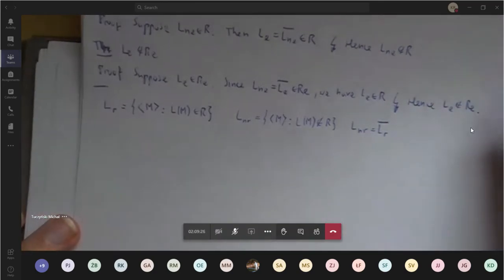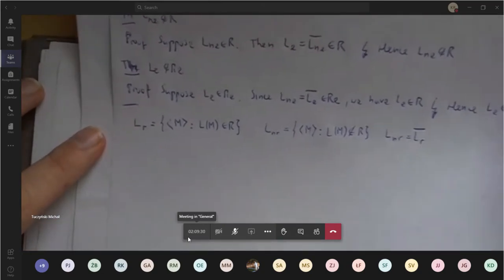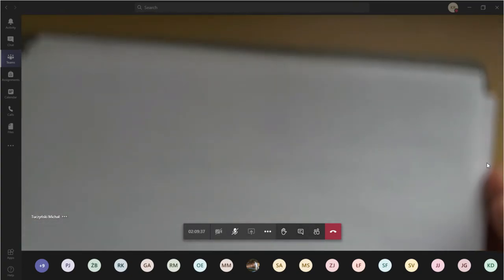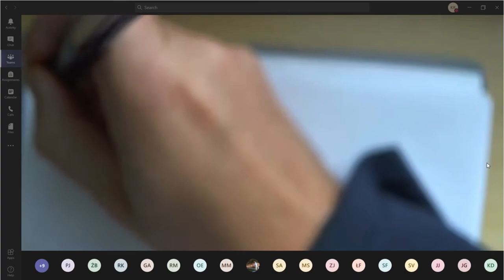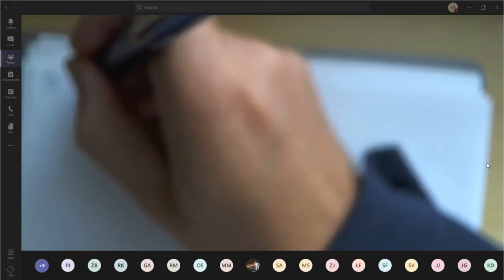Okay, again, I won't manage to write the proof here, so I will use another piece of paper. These are the last two languages we want to put on our map. So we need to show where they are on the map. So first we'll prove that LR is not recursively enumerable.